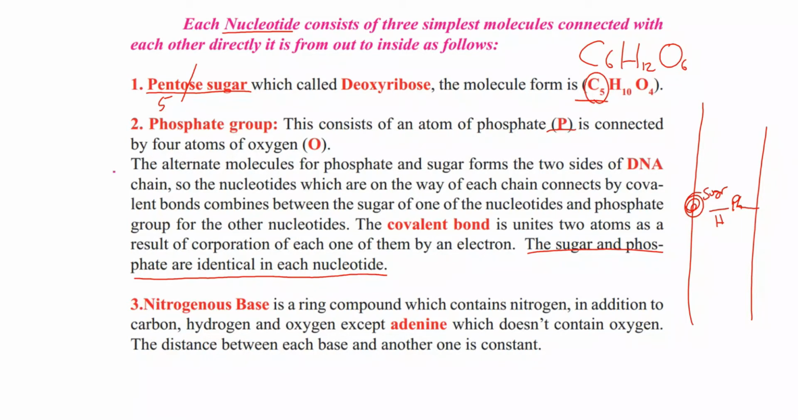deoxyribose, and phosphate group. A nitrogenous base is a ring compound which contains nitrogen in addition to carbon, hydrogen, and oxygen, except one of them, adenine, which does not contain oxygen. The distance between each base and another one is constant. Because in each nucleotide the pentose sugar and the phosphate group are the same, the name of the nucleotide depends on the nitrogenous base, because only the nitrogenous base varies in nucleotides.